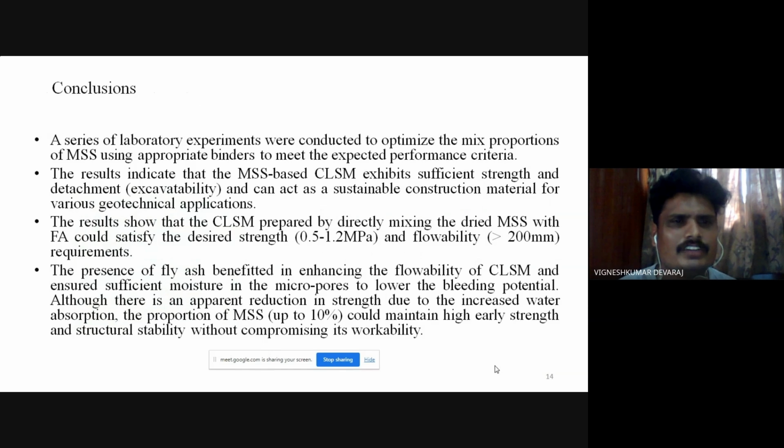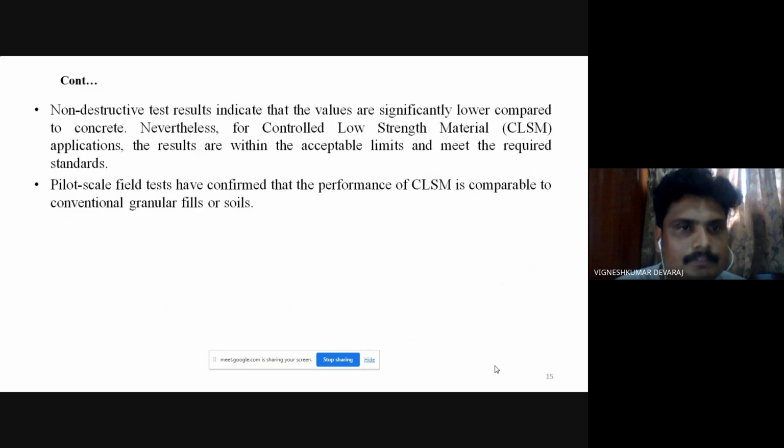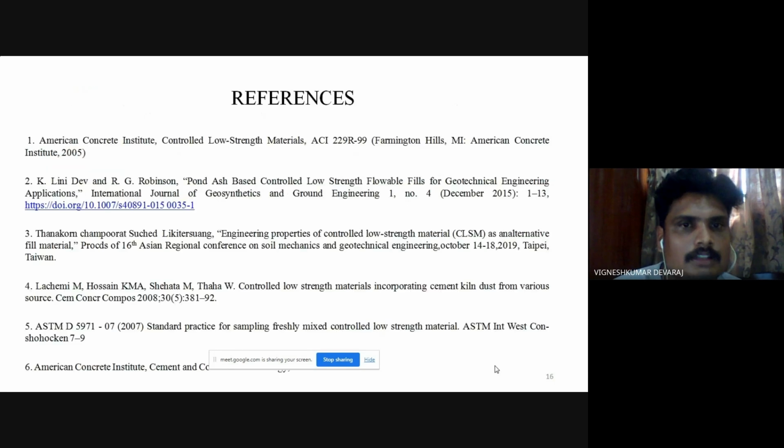As a conclusion, based on the series of experiments conducted, our optimized mix appropriately meets our requirements, and our mix comes under the range of excavatable conditions. The results for all the mixes come under 0.5 to 1.2 megapascal and satisfy the flowability of 200 mm. And our non-destructive test results also satisfy the strength performance. These are some of my references.